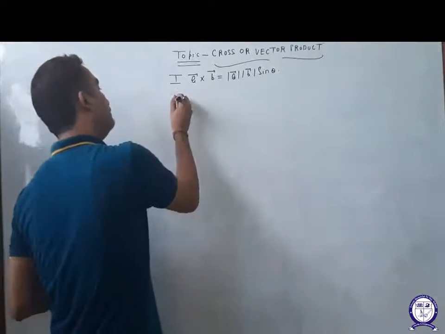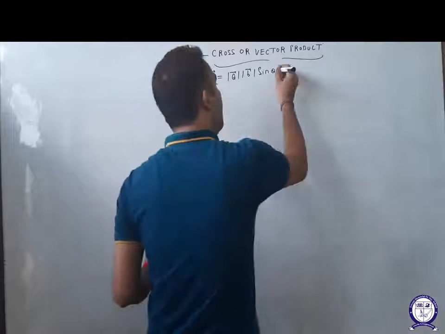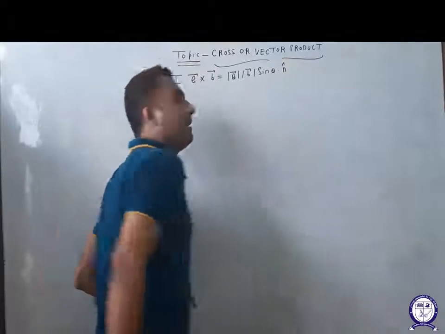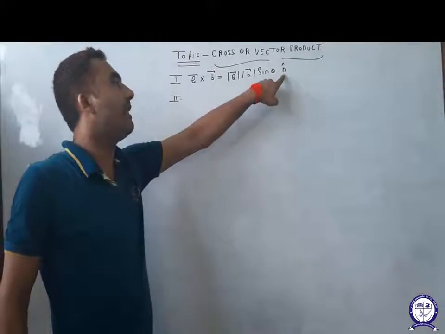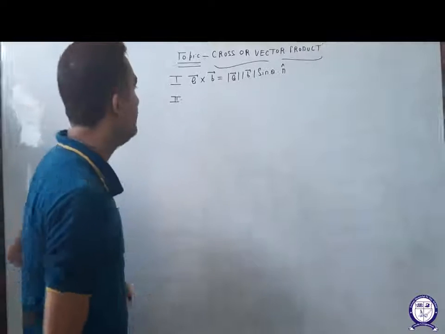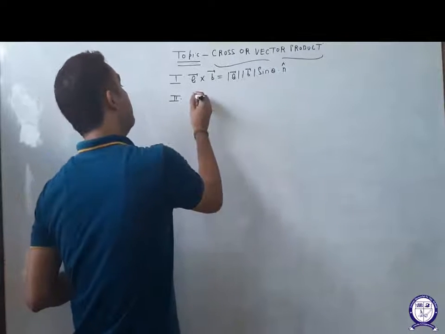Second point, here normally we print it as n cap. N cap means that it is a unit vector normal to the plane.